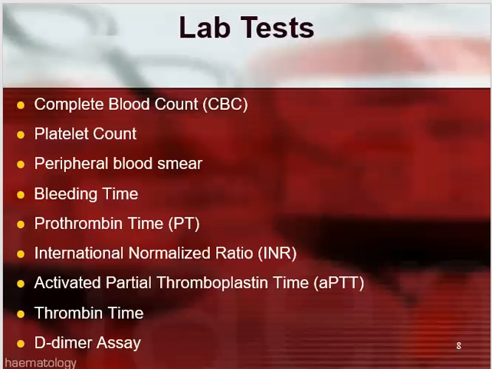Some of the blood tests that we see are usually blood counts. When you go for blood work, you're going to get a complete blood count, platelet count. You probably won't get a peripheral blood smear or bleeding time, but you'll see these in the hospital. Prothrombin time looks at how quickly prothrombin turns into thrombin, which starts the clotting process. International normalized ratios, thromboplastin time, which, again, these are all clotting times, thrombin time. All of these things are looking at how quickly blood clots. Most of your patients will be just blood work, blood count, and blood components.